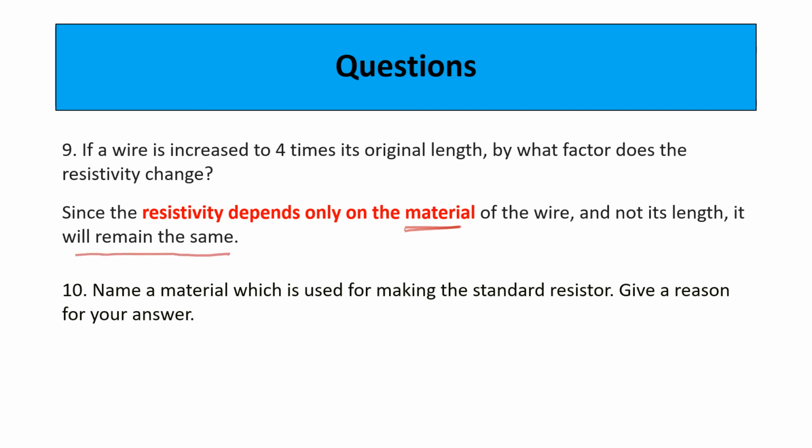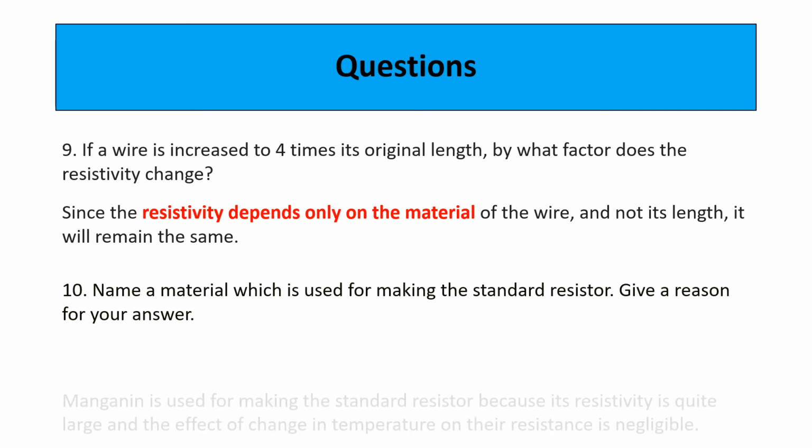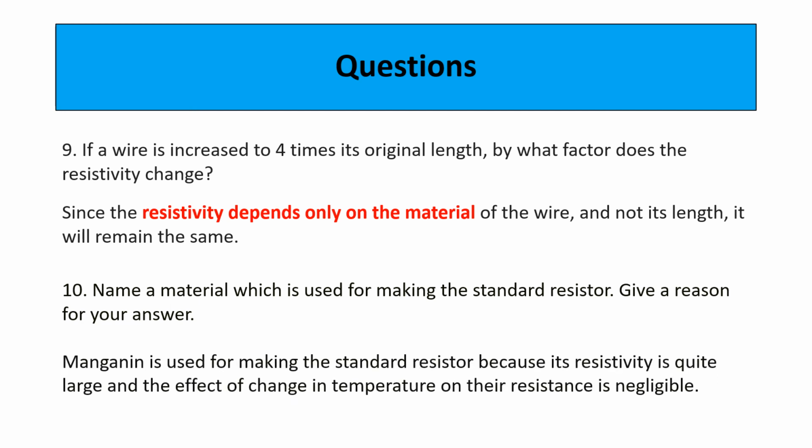Question number 10. Name a material which is used for making the standard resistor. Give a reason for your answer. Manganin is used for making the standard resistor because its resistivity is quite large and the effect of change in temperature on its resistance is negligible. You must learn this material name.